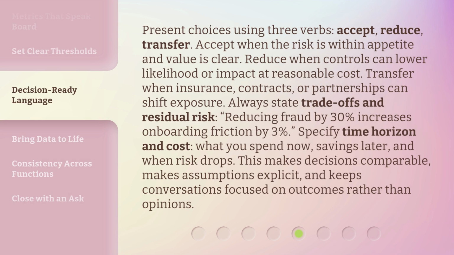Present choices using three verbs: accept, reduce, transfer. Accept when the risk is within appetite and value is clear. Reduce when controls can lower likelihood or impact at reasonable cost. Transfer when insurance, contracts, or partnerships can shift exposure. Always state trade-offs and residual risk. Reducing fraud by 30% increases onboarding friction by 3%.